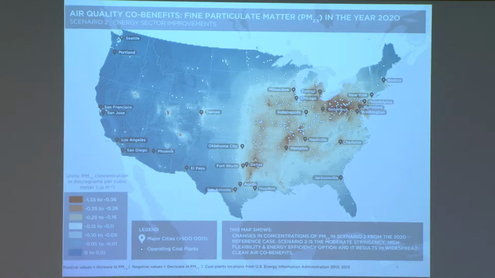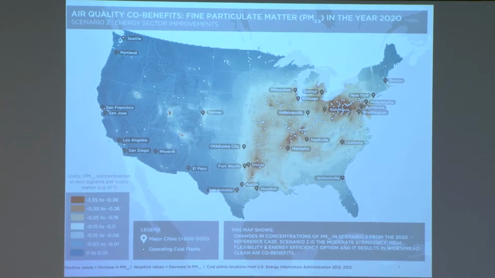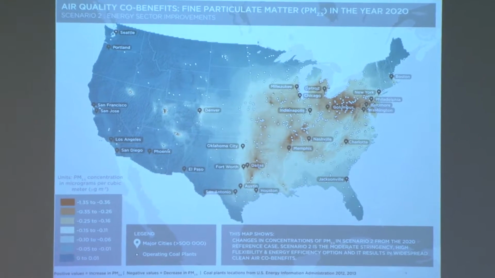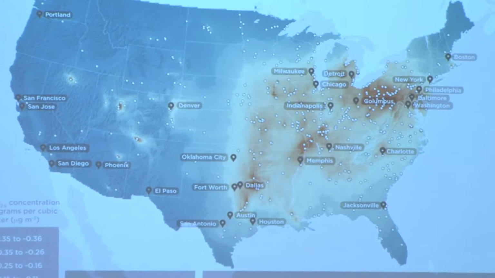The white circles represent areas where there are power plants, and you can see that there are large parts of the country that have projected improvements in air quality through PM 2.5. And the browner the color, the greater the decrease.